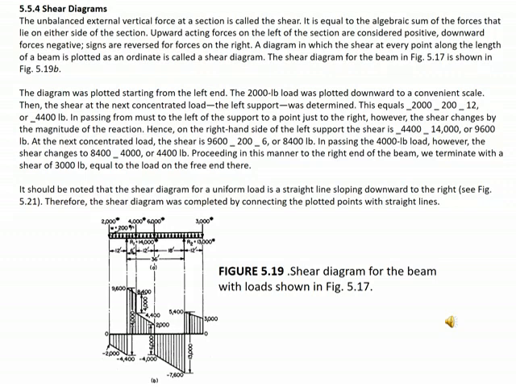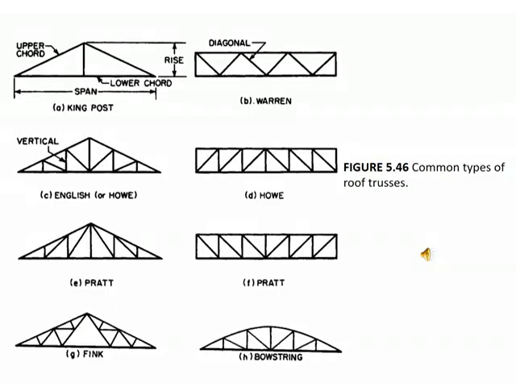The diagram of the various components of a roof truss. So that will be the Gimbal, or the Warren, or the English, or the Howe, or Pratt, and Fink, and the bowstring. So those are various types of roof trusses.